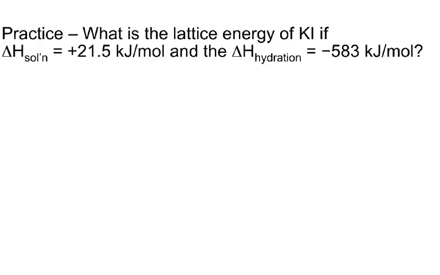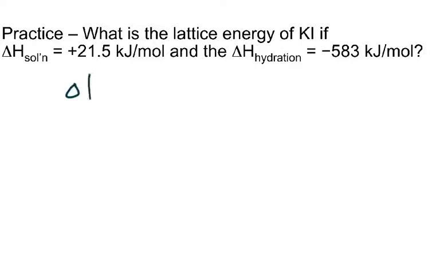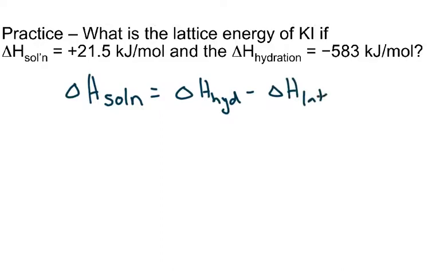So let's work through an example. What is the lattice energy of KI if the delta H of solution is positive 21.5 kilojoules per mole? The delta H of hydration is negative 583 kilojoules per mole. Well, remember on our last slide, delta H of solution equals delta H of hydration minus the lattice energy. So we can just plug in our numbers. They're in the same units.